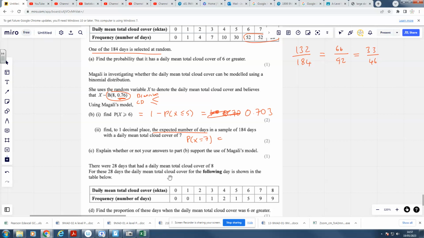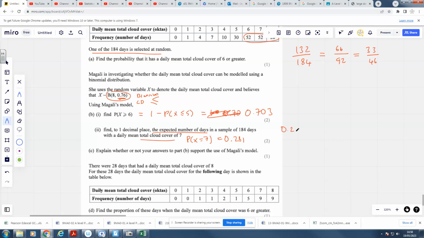0.76 to the power of 7, times by 0.24. Bear with me for 1 second. Times by 7, I think. Times by 8, sorry. Okay, I'm getting 0.281, but you can just do that on a calculator with binomial PD and find the probability that x equals 7. That's going to give you 0.281. So we would guess about 28.1% of the 184 days would have that cloud cover of 7.